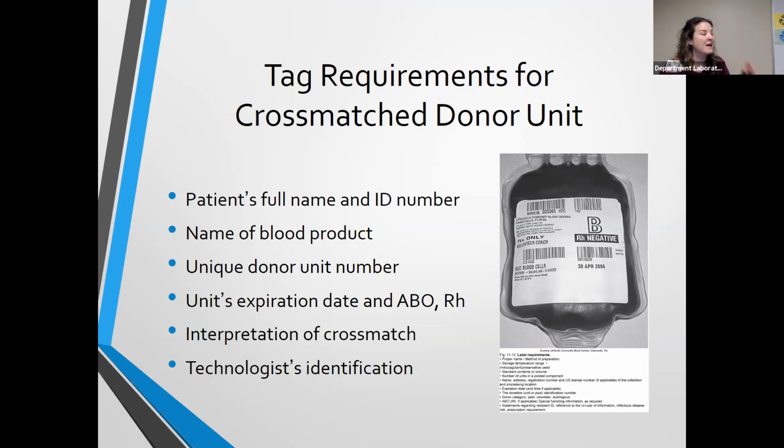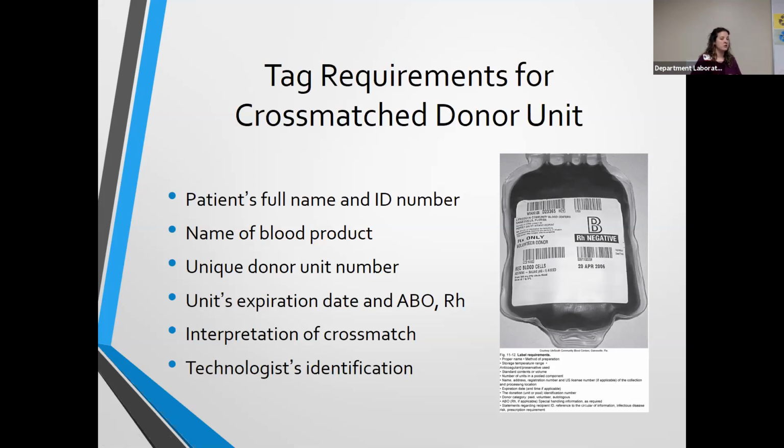That tag must have the patient's full name and ID number. Usually it's also going to have the date of birth. It's going to have the exact type of blood product. Is it red cells? Has it been irradiated? Has it been washed? So the type of product and any attributes associated with that product. The unique donor number, and in this example, here's your donor number right here. Within that barcode, the donor number is embedded with the collection facility, the unit number, and also the expiration date.